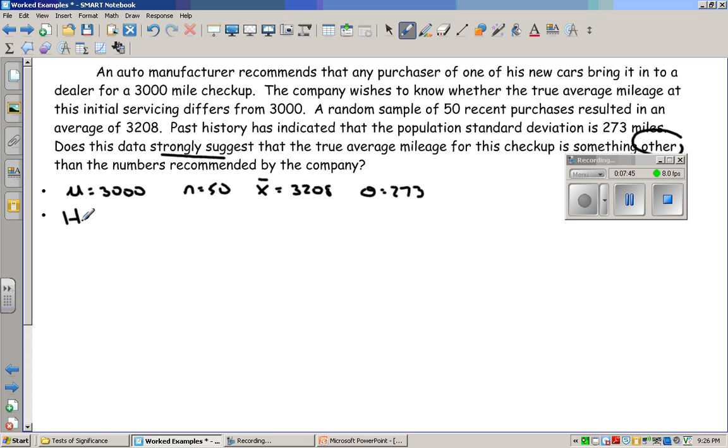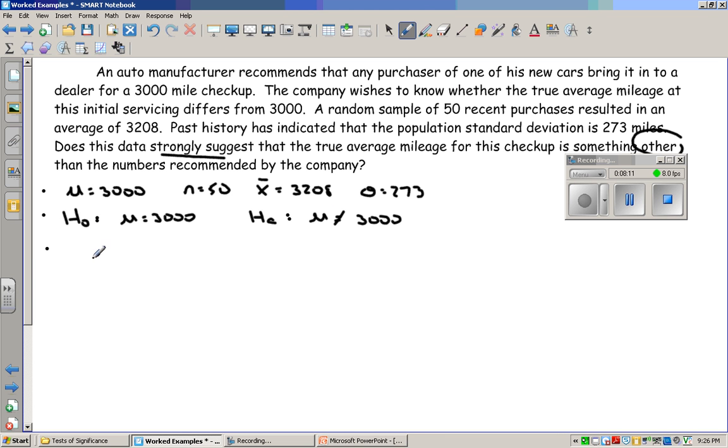So our null is that mu equals 3,000. This is what the manufacturer recommends. Our alternate is that mu is not equal to 3,000. This is where it says something other, or that the initial servicing differs. It doesn't say that it's more, it just says that it differs. So we just use not equal.